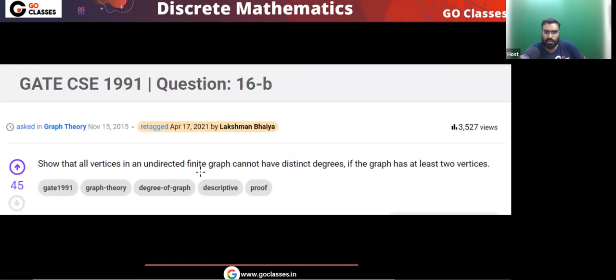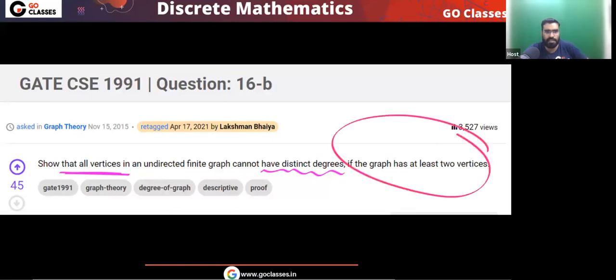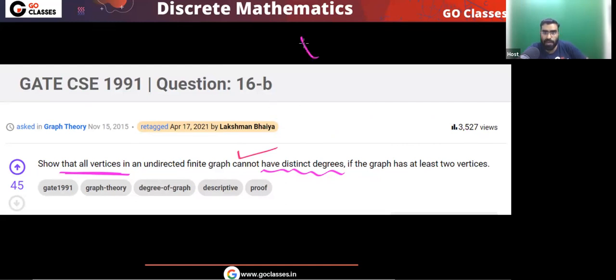And what about this one? Is it possible that all vertices can have different degrees? Is it possible? They cannot, right? All people having different numbers of handshakes is not possible. And we have proven it. The proof we have seen.